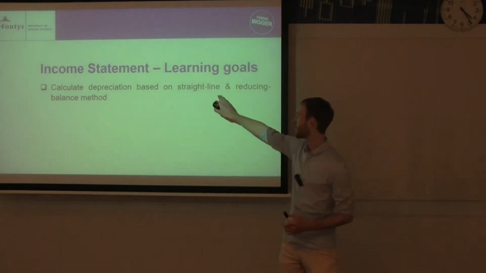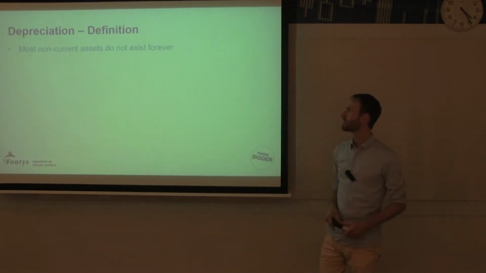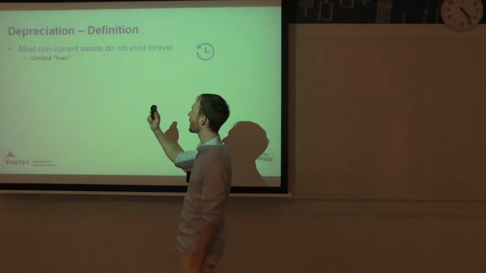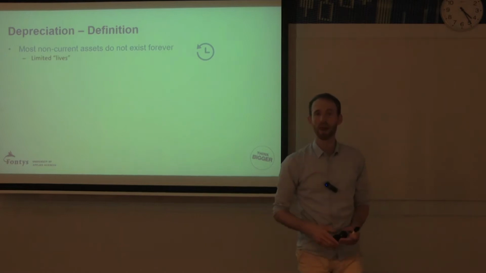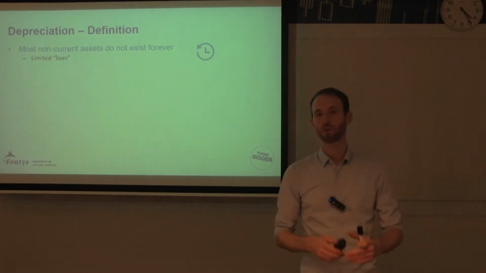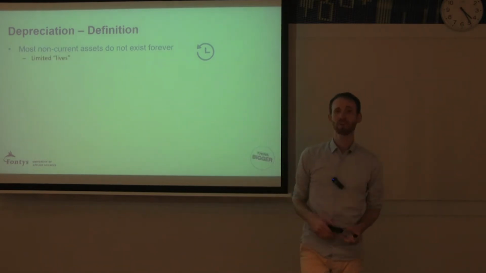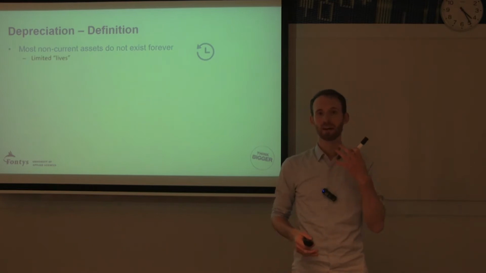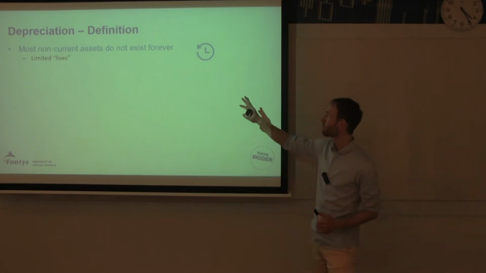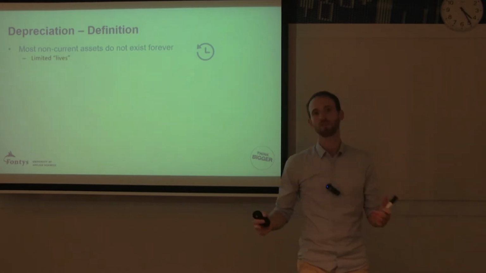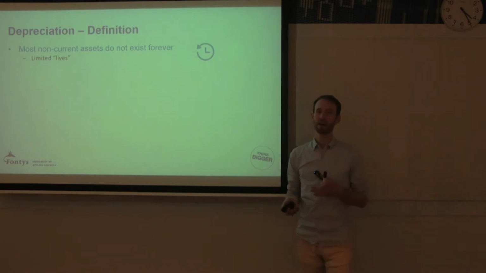Let's look into the straight line method and depreciation in itself. As I told you, now there's a little bit of repetition. The definition is that most non-current assets do not exist forever. They have limited lives, because also your phone that you had 10 years ago, you probably don't use that anymore. So this basically means non-current assets lose value and they can't be used at a certain point anymore, or you don't want to use them anymore, and so there is a time when you change the asset, and where basically you can't get the same amount of money as you paid for it.